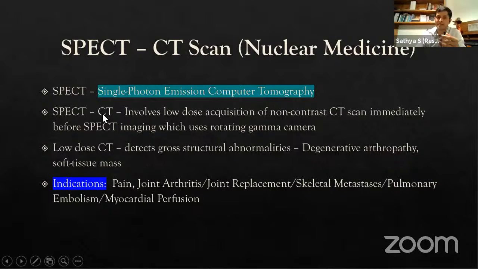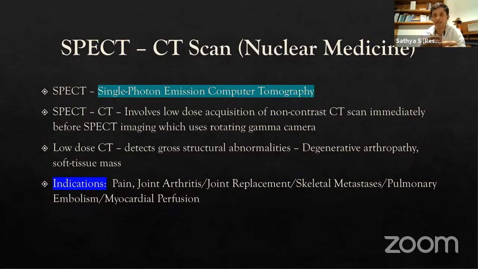SPECT CT uses a low dose of contrast, and the CT scan is taken immediately, or sometimes before the SPECT imaging, which uses a rotating gamma camera. We know the amount of exposure the body can absorb from X-rays and gamma rays. With SPECT CT, a low dose is sent, and most of the time you don't need a contrast injected into the person, and you're able to see what is happening in their foot and ankle. This detects any structural abnormalities.